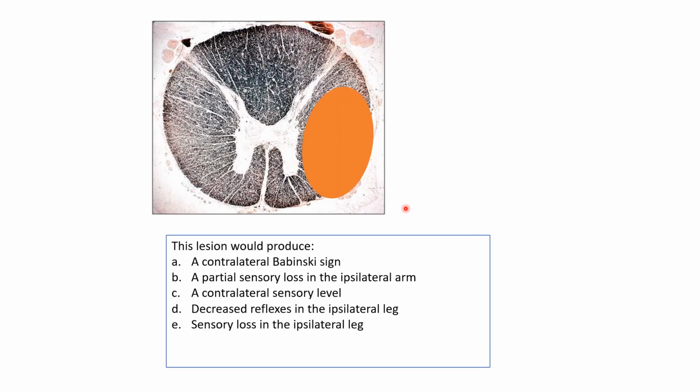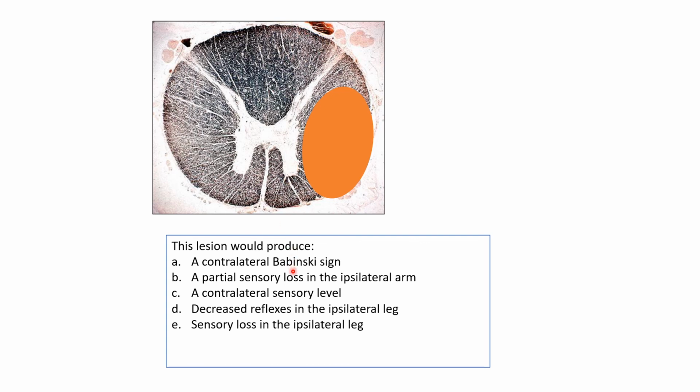In this setting, the question is, what effect would there be of a lesion of this distribution? And we could imagine, a contralateral Babinski? No, the corticospinal tract is coming right down here, and it's going to activate motor neurons on the same side, so there would be an ipsilateral Babinski. A partial sensory loss in the ipsilateral arm? No, it would not be any loss in the ipsilateral arm because this level of spinal cord is at the thoracic level, as we can see from the very small portion of the ventral root.